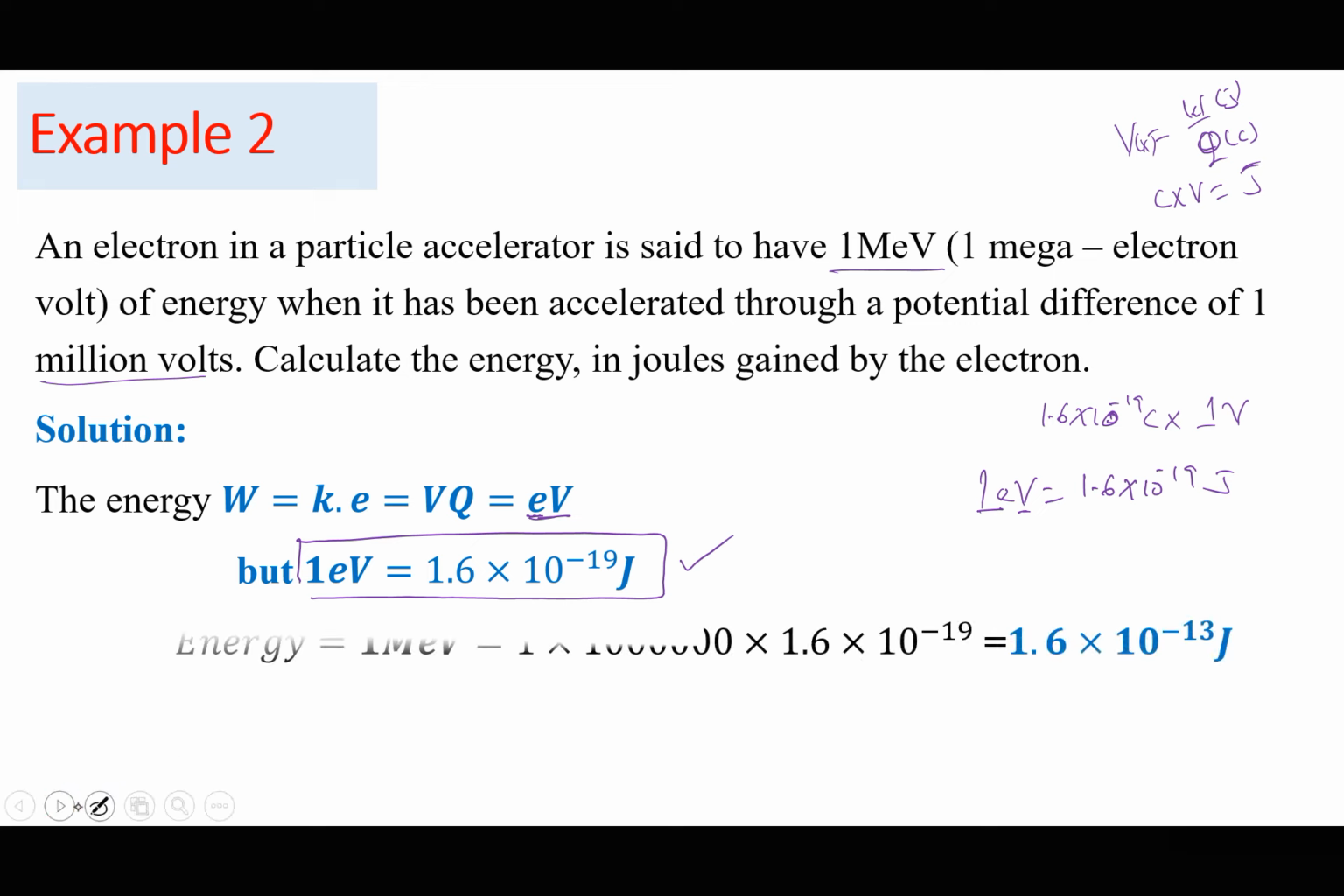Okay, so if we substitute, of course, mega means 1 million, that is 10 to the power of 6. So I just substituted in this equation here. Work done is equal to charge times accelerating PD, where the PD is 1 megavolt, which is 1 million volts, times the charge, which gives us 1.6 times 10 to the power of minus 19 joules. So in other words, 1 mega electron volt is the same as 1.6 times 10 to the power of minus 13 joules, as we shall see in paper 4.